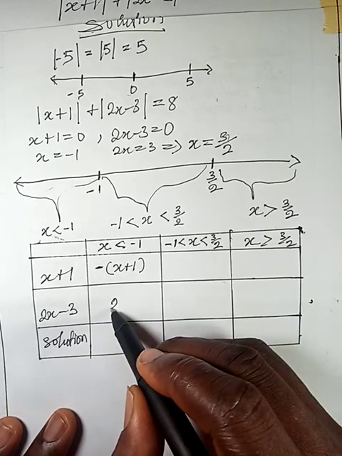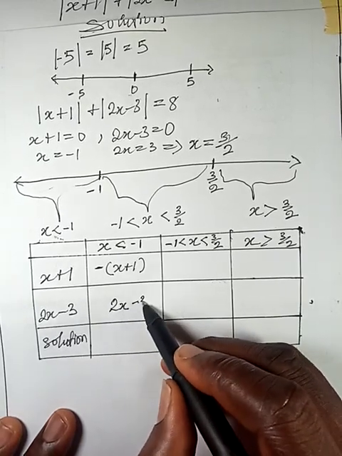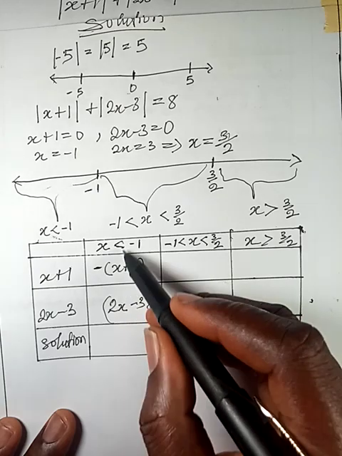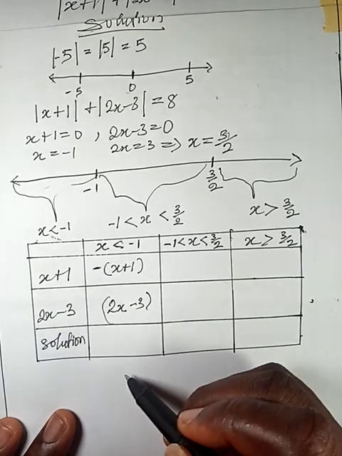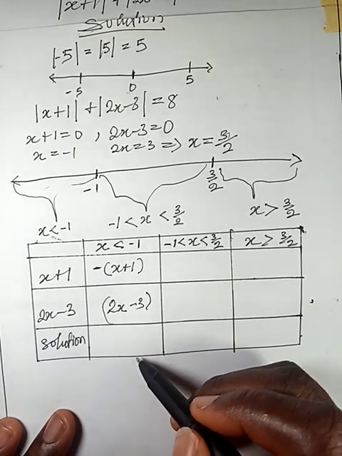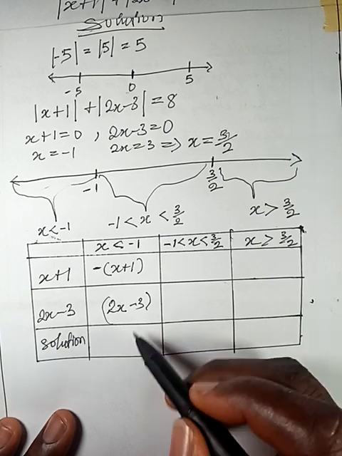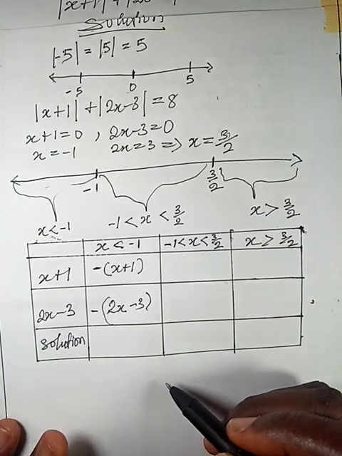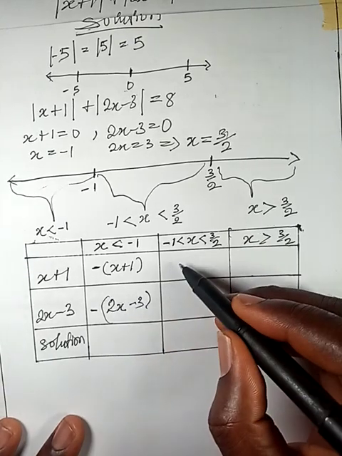Now, what of 2x minus 3 as an expression? Let's also use the same minus 2. 2 times minus 2 is minus 4. Minus 4 minus 3 is minus 7. So this expression will also be negative. So we'll move to this place.